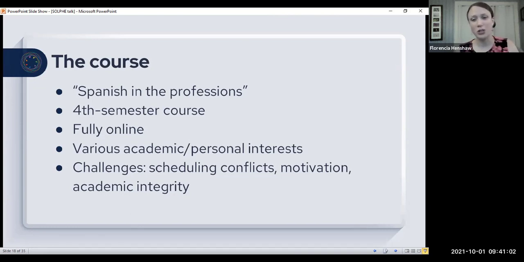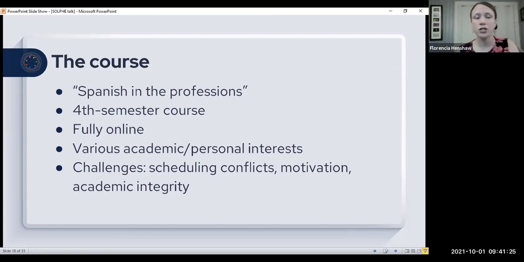Motivation of the students was a challenge because, yes, you do get a few students who really do want to learn Spanish in the professions, but being a course that fulfills the language requirement, the vast majority of students take it as they're getting close to graduation, and all they want is to pass the course so that they can graduate.